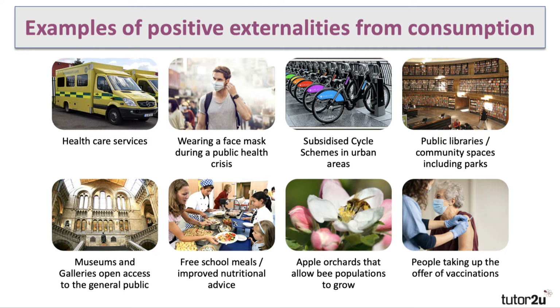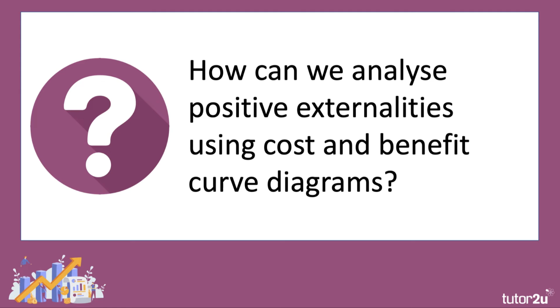The negative externalities of withdrawing these aspects. Things like free school meals, improved nutritional advice, that creates external benefits. So too, apple orchards that allow bee populations to prosper. And people taking up the offer of vaccinations. There's a private cost and a private benefit, but there's also an external benefit as well. So positive externalities from consumption are all around us.